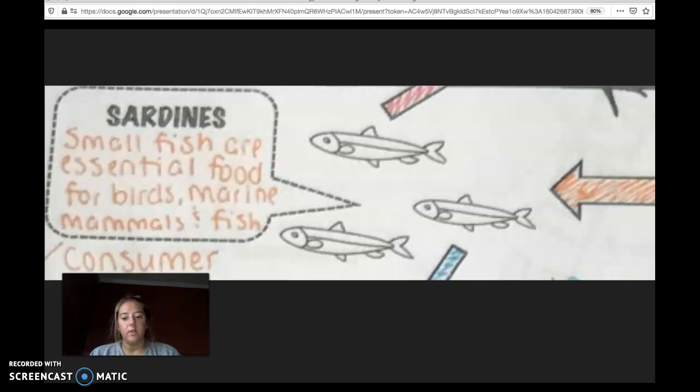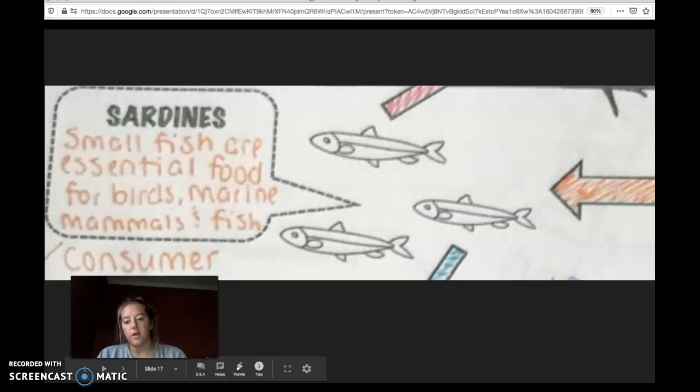Next, sardines eat our zooplankton. They're small fish that are essential food for birds, marine mammals, and other fish. So these are consumers. They eat the zooplankton. They're not considered herbivores because the zooplankton are technically tiny, tiny animals. So these are carnivores.